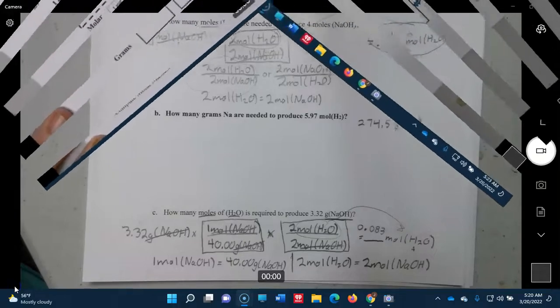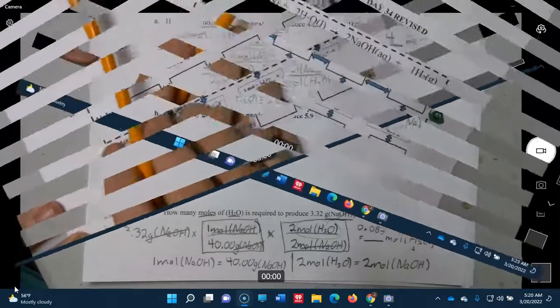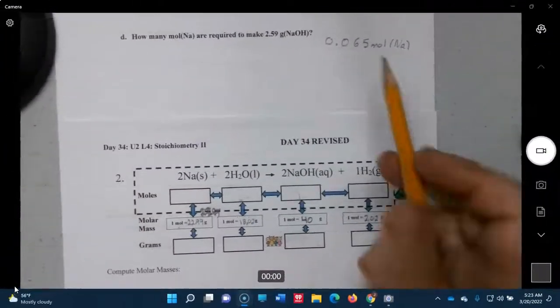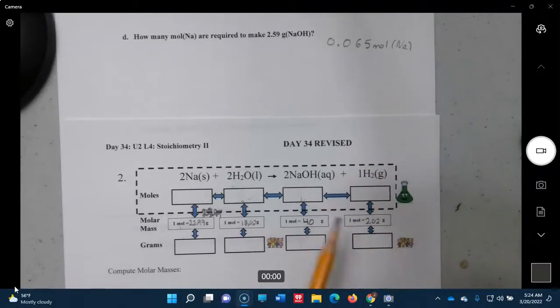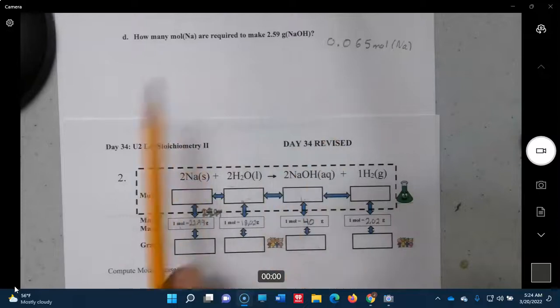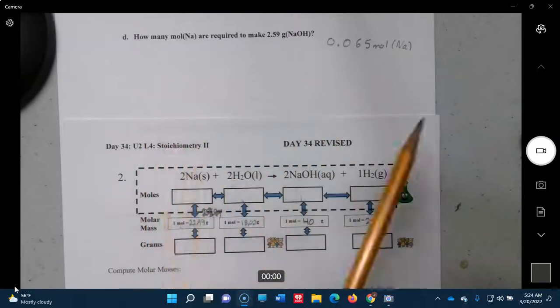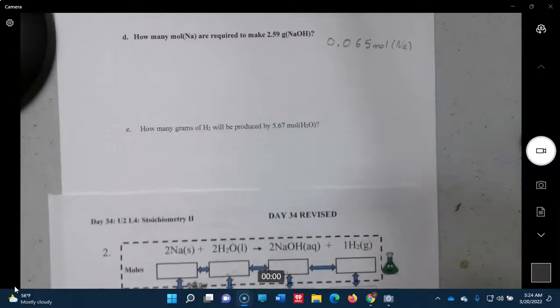Okay, so we're on to D, and that's a problem for you to solve. And there's the answer to that problem, 0.065 moles of Na, sodium. So you do all the work, show all the work, equivalencies, conversion factors, everything to do that. Okay, we'll move on to the last one then.